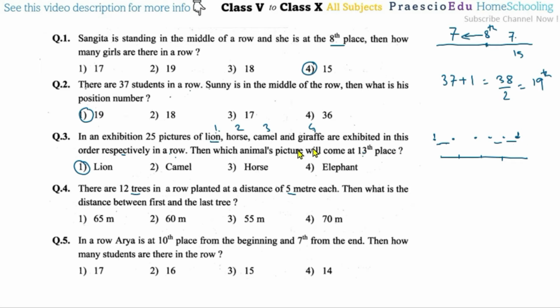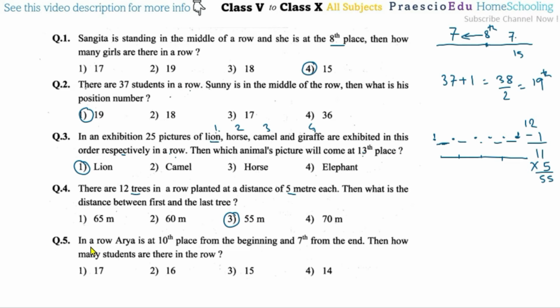So if there are 12 trees, and the distance is there, then for the counting of the distance between the trees, from 12 we have to deduct 1, then only the inside distance will get counted. So 12 minus 1 is equal to 11, and multiply by 5 is the distance, so that is 55. So 55 is given in option number 3, 55 meters.